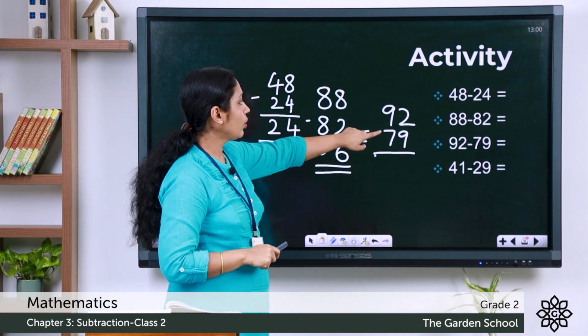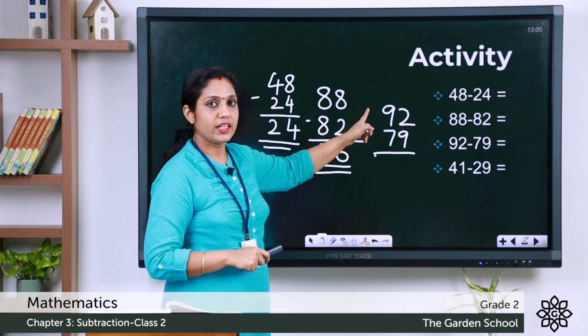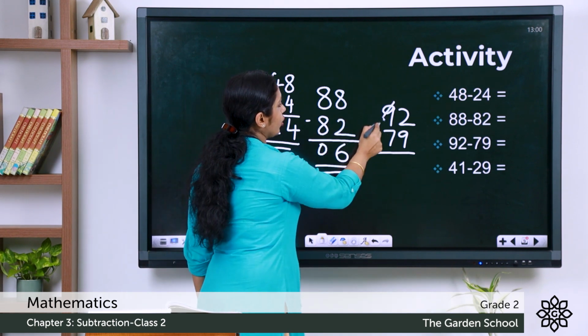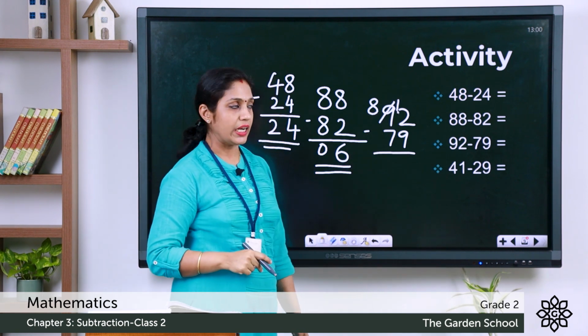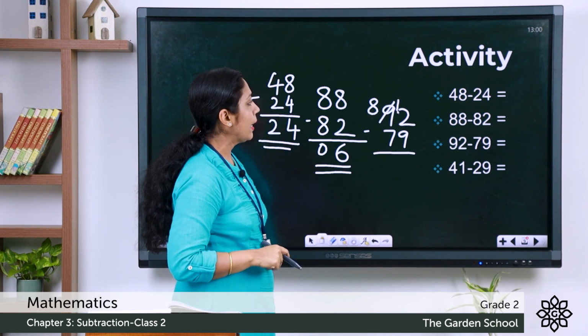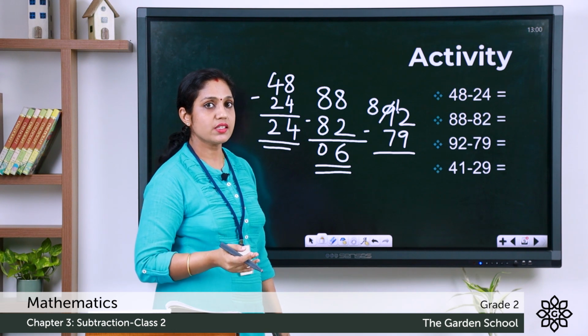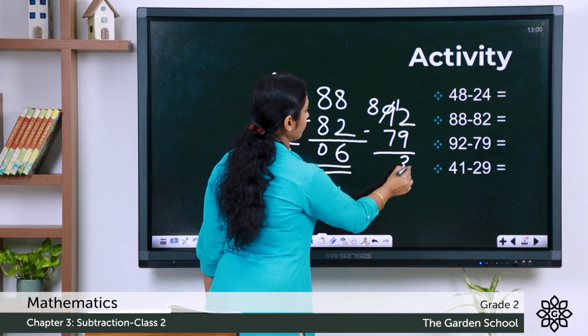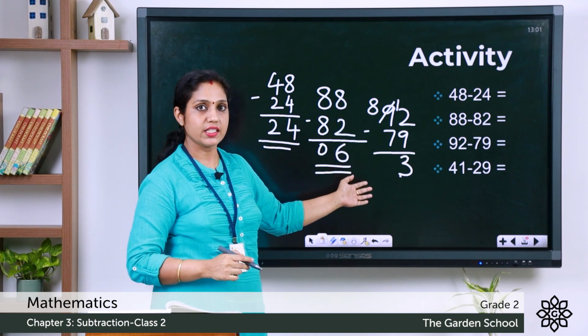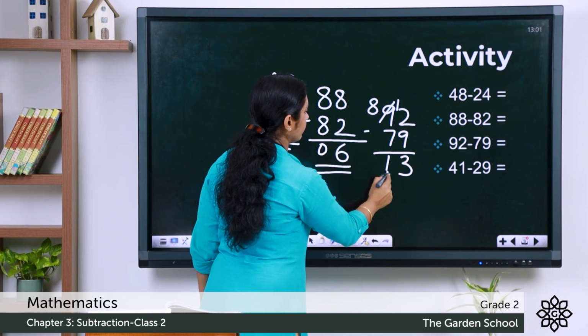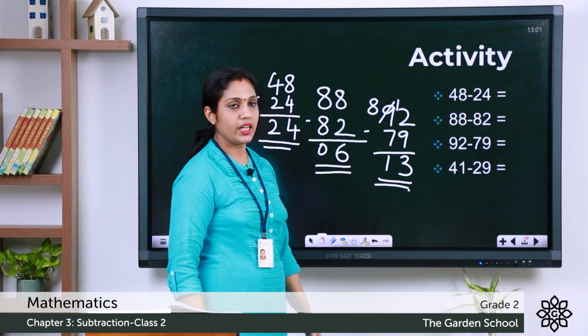place. We go to the tens place, we have 9 there, you borrow and you get 8 here, and that one you write it here, it becomes 12. Now we have 12 minus 9. The answer is 3. In the tens place we have 8 minus 7. The answer is 1. So this is the answer 13.